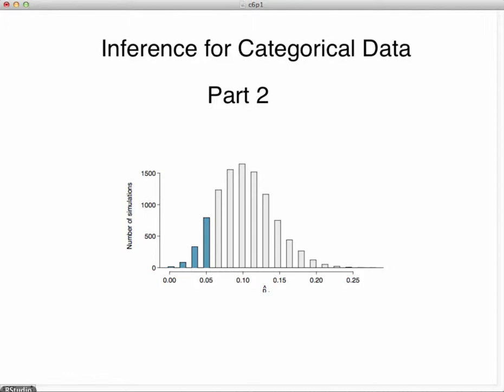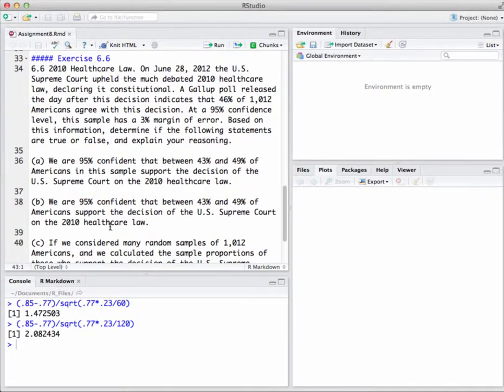Welcome to Inference for Categorical Data Part 2. In this part of the lab, we're going to take a look at exercise 6.6. The 2010 healthcare law hasn't been the least bit controversial, right? On June 28, 2012, it went to the Supreme Court for the first time, which upheld the much debated 2010 healthcare law, declaring it constitutional. A Gallup poll released the day after this decision indicates that 46% of the 1,012 Americans agree with this decision. At a 95% confidence level, this sample has a 3% margin of error. Based on this information, determine if the following statements are true or false and explain your reasoning.